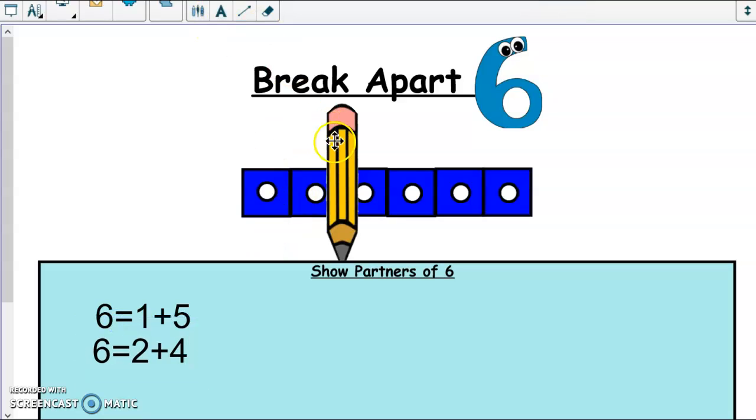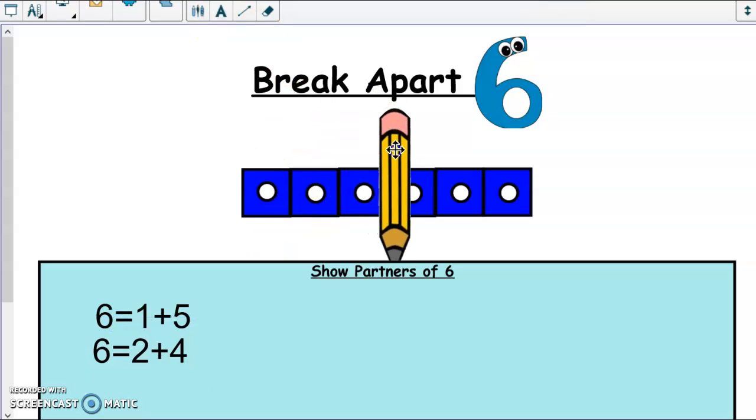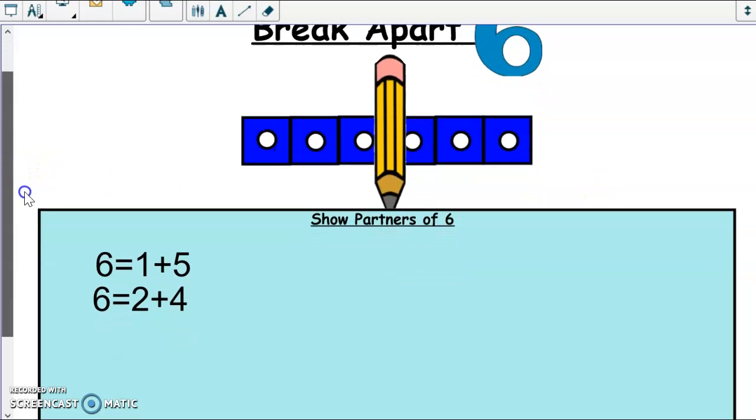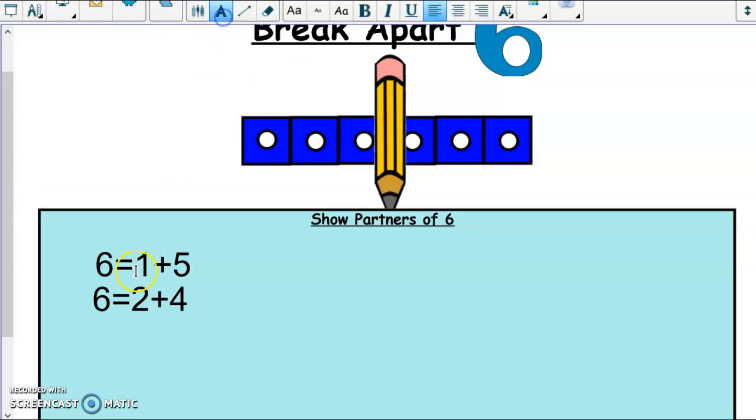And we'll break it apart again. What do you notice now? Do you notice that there's the same amount of dots on each side? That means that this is our doubles fact. And we now have 3 plus 3, so we have 6 is equal to 3 plus 3.